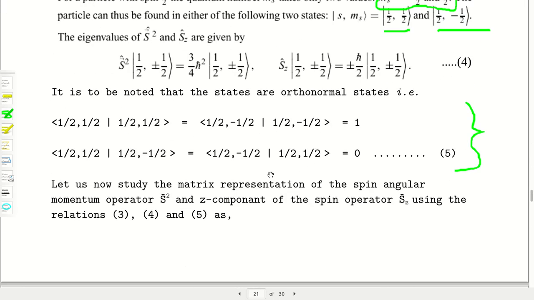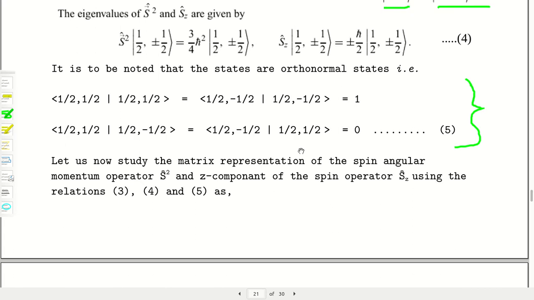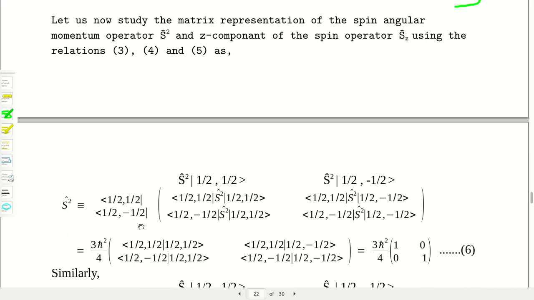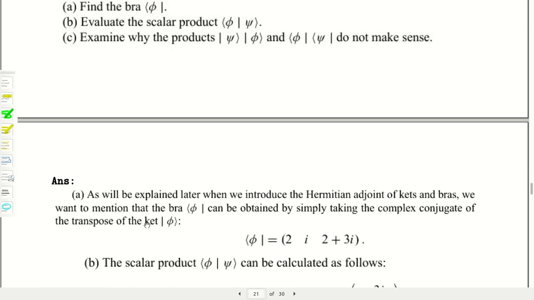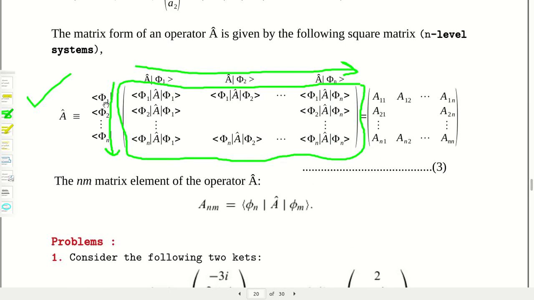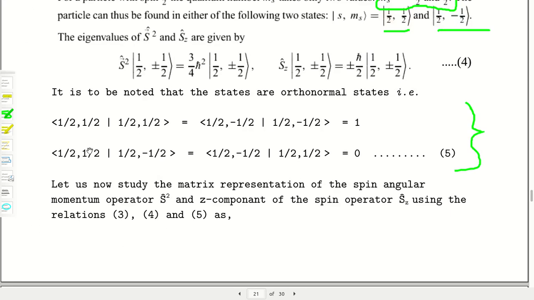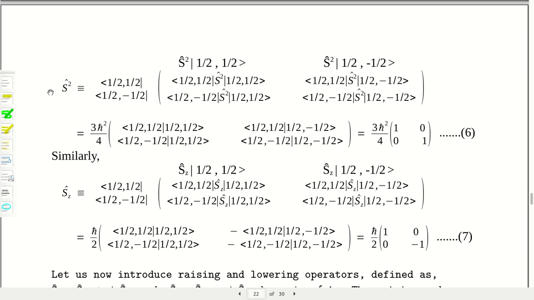Now let us do the problem. First find the operator form of A squared. So for A squared, two bras are there, that is half half and half minus half. I am now using this formula, bra phi 1 to phi n and ket phi 1 to ket phi n operated by the A operator. So it will give you the matrix form of the operator A. So we want to find the matrix form of the operator A squared.